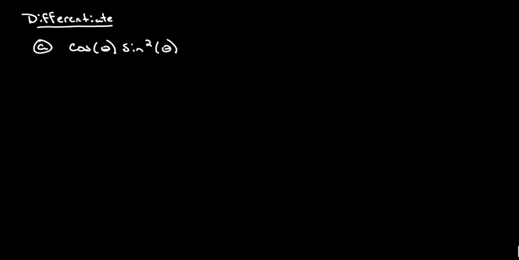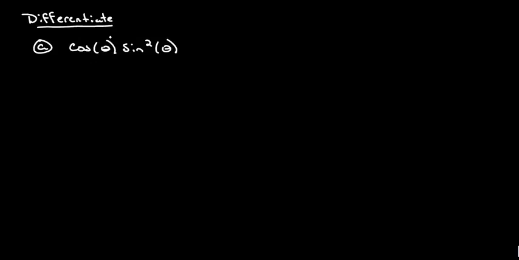Example number 2 asks us in part A to differentiate the cosine of theta times sine squared theta. So we got a couple options here that we can do. What I'm going to use is a combination here of the product rule, because I've got the product of two functions, and then over here I'm going to use the power rule in combination with the chain rule.